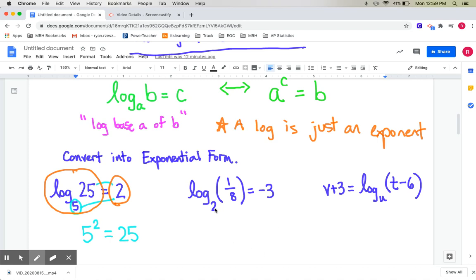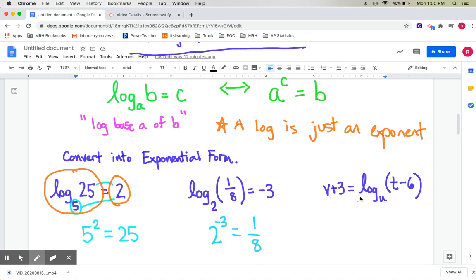What you should have written is the base to the answer equals the inside, like this. And if you look at this, this is a true statement. If you do 2 to the negative third, you totally do get 1/8. It worked out great. Okay? So there's not much work to do, not anything to show, no calculations to do. It's just a matter of using this little trick.